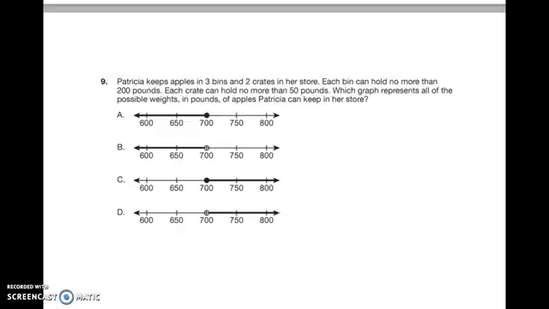Well, we have to decide, is it going to be greater than or less than? And there's a couple of words that really clue you in. This one that says can hold no more than. When it says no more than, and both the crates and the bins can hold no more than, that's really important. That says that that's the most that those bins can carry. So anything that's going to be put in those bins is going to be that value or less.